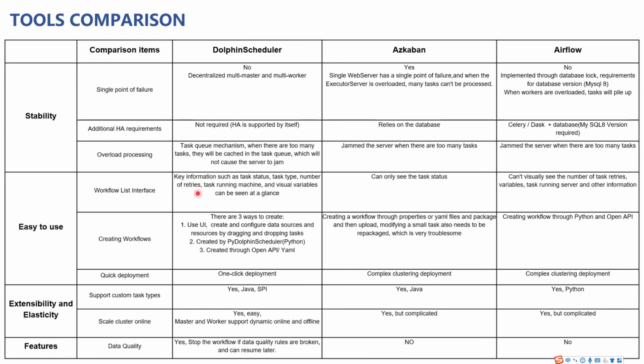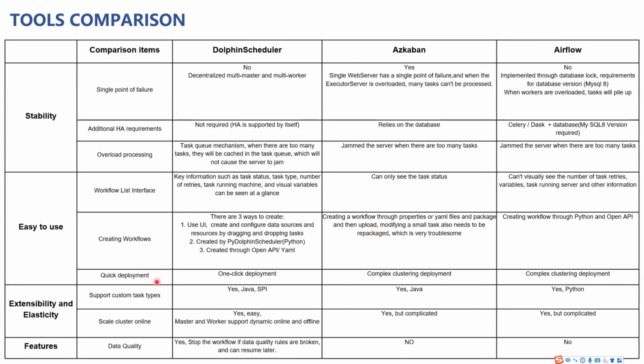And also the overload processing, which I mentioned before, can support 1 million plus tasks for one company in the production environment. And we have a variety of ways to create workflows. We can use the UI, we can use code. Azkaban has a UI, but you cannot drag and drop to create workflows, and even Airflow cannot.